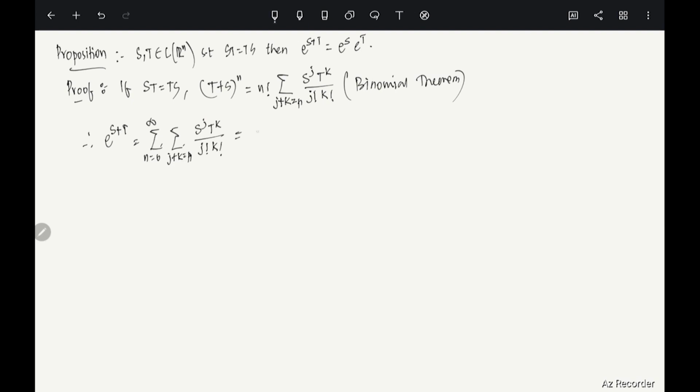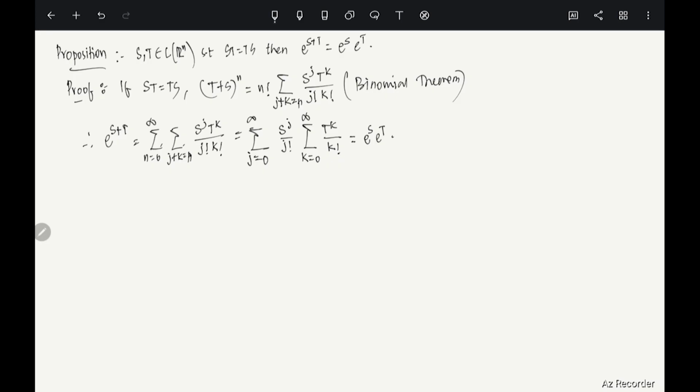Clear? This is nothing but summation j equals 0 to infinity S power j by j factorial, times summation k equals 0 to infinity T power k by k factorial. Clear? We can write it like this. If you just break it up, you can see that this is always true. Now you see this is nothing but e power S times e power T. Okay, so we have this.